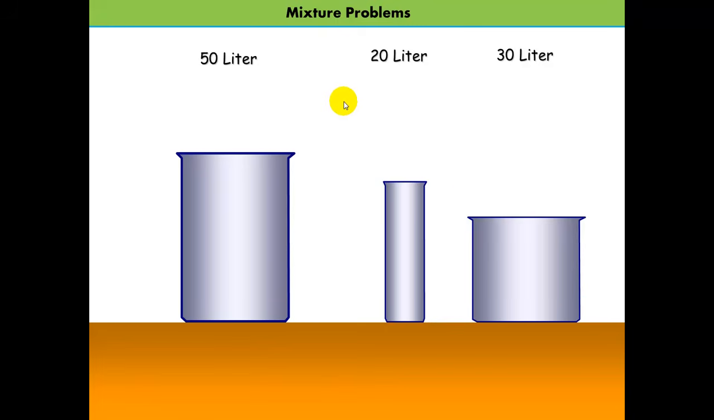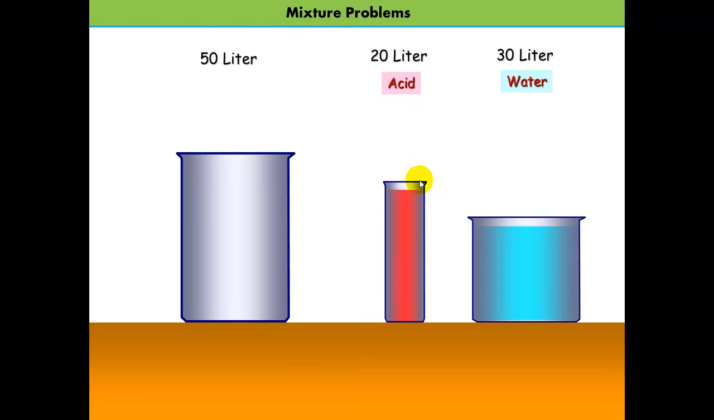All right, so I've put here three different containers: a 50-liter container, a 20-liter container, and a 30-liter container. My 20-liter container, I'm going to fill up with acid, pure 100% hydrochloric acid. It would burn right through a concrete floor. In this container here, I'm going to fill it up with 30 liters of pure water. So I have acid in this container and I have water in this container.